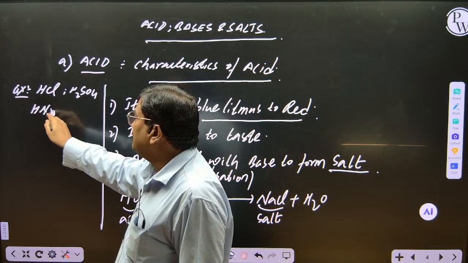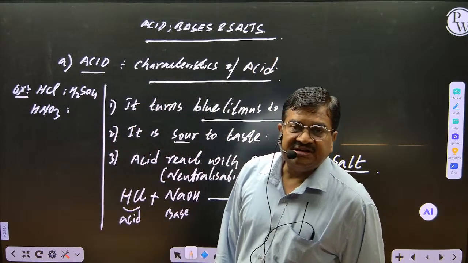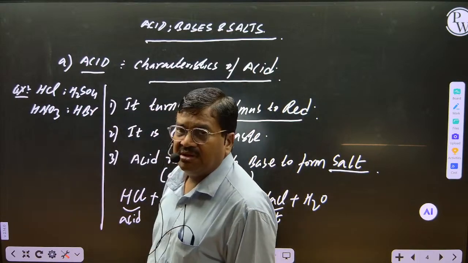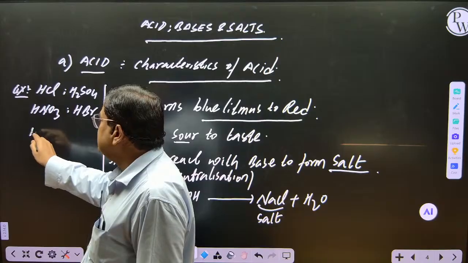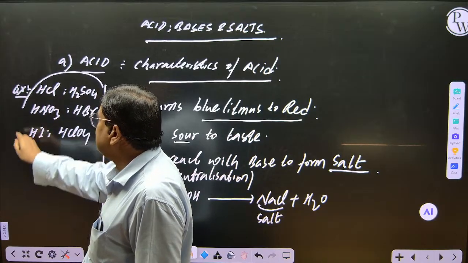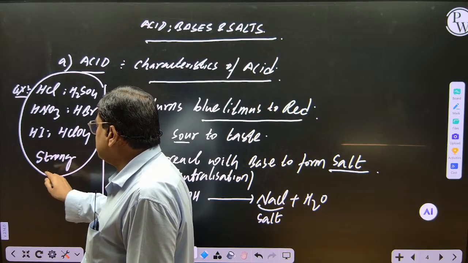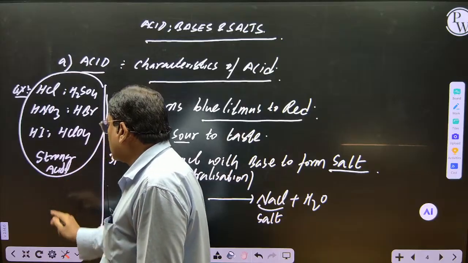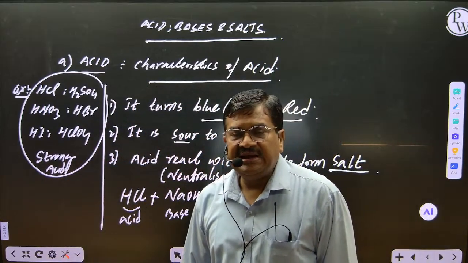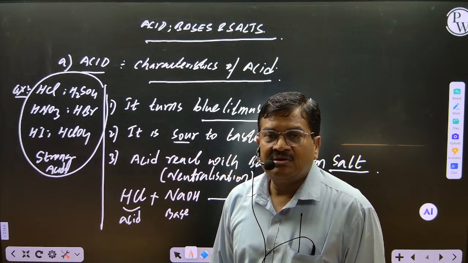And you know nitric acid. Nitric acid formula is what? HNO3. And hydrobromic acid, HBr. Hydroiodic acid, HI. And perchloric acid. These are all strong acids we call. Only 6 acids are strong acids. What are those? Hydrochloric acid, sulfuric acid, nitric acid, hydrogen bromide, hydrogen iodide, and perchloric acid.